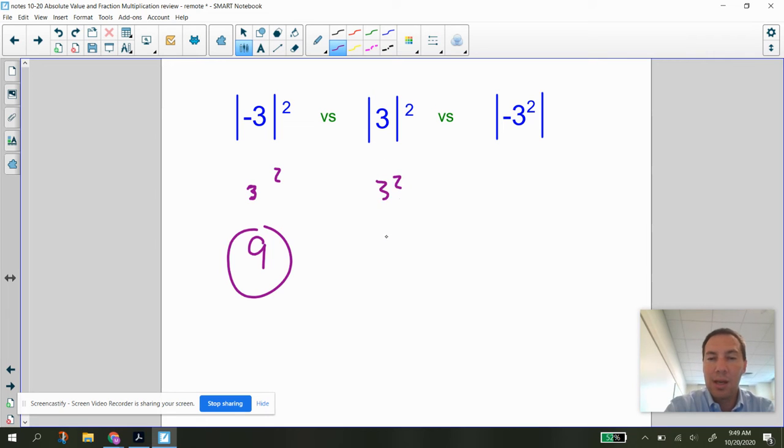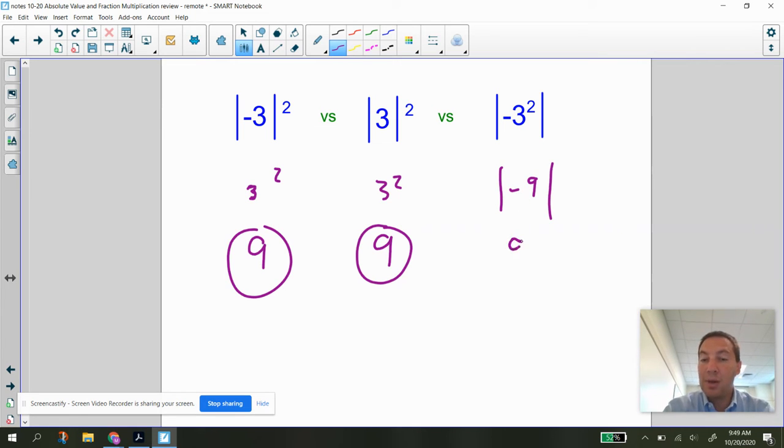3 squared is, hey, wait a second. That one's 9 too. What about this one? Negative 3 squared is going to be negative 9. Inside the absolute value, take the absolute value. It turns out that all three of these end up being the same.